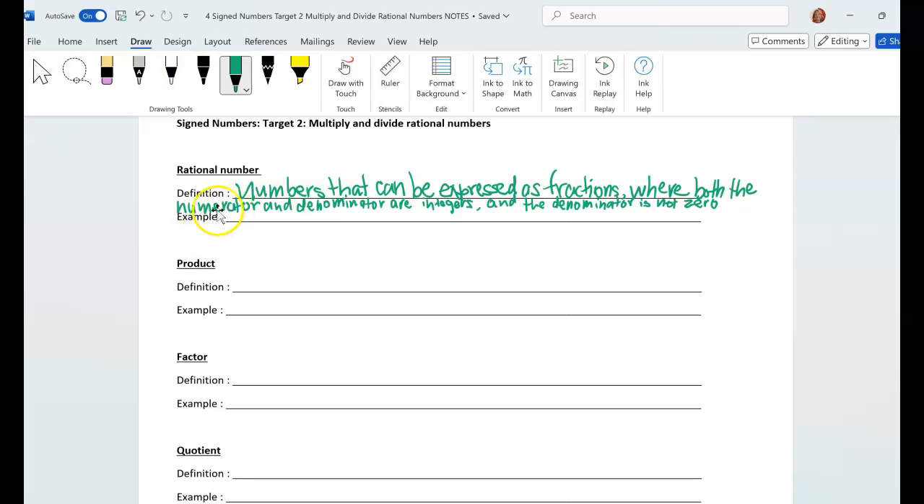So the definition of a rational number is numbers that can be expressed as fractions where both the numerator and denominator are integers and the denominator is not 0. How about an example? When we turn fractions into decimals and percentages back again, that's a really good example.